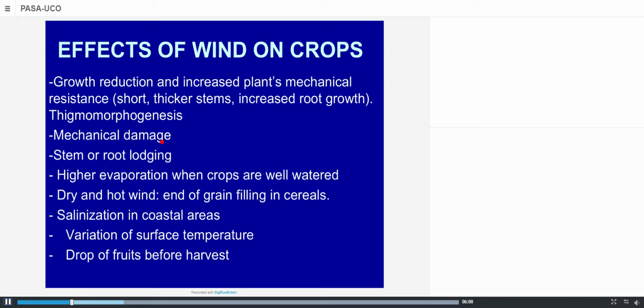Wind also affects the variation of surface temperature. The more wind you have, the less the difference between air temperature and crop temperature. Sometimes, heavy wind may cause the drop of fruits before harvest.